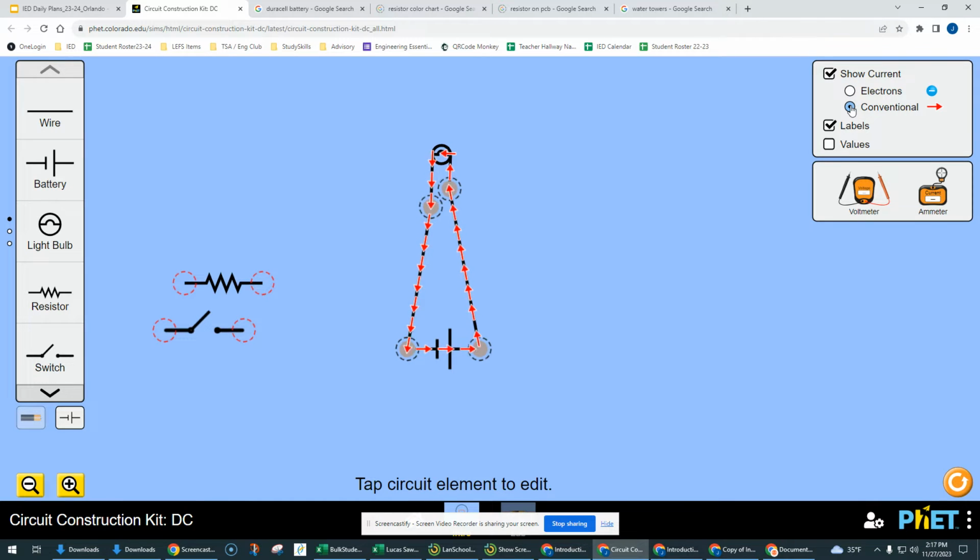Right? Conventional flow was conventional thinking or traditional thinking that the electrons went one way when in fact they went the other. But it is still used. Diagrams and schematics sometimes still show conventional, and that's not a big deal. The circuits work just fine nonetheless. So anyway, people still give kind of both options. Labels simply turns off the label of what is over here. And values will show the value of the items that you have brought into the animate area.